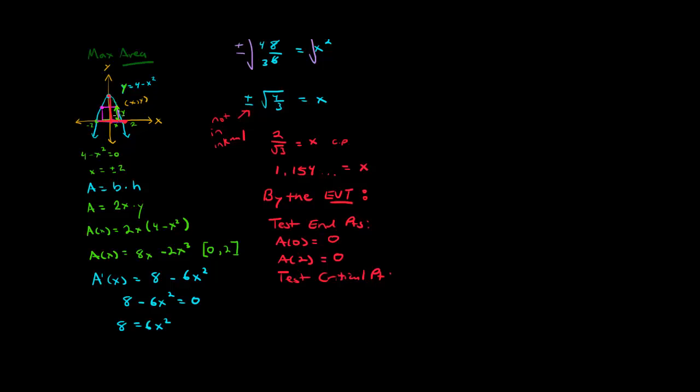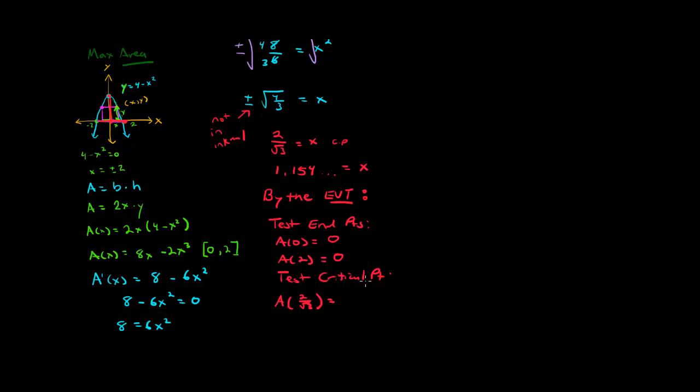So somewhere in between must be that rectangle of most area, and it turns out it's going to happen at this critical point. So if I do A of 2 over radical 3, that's going to give me the value that is the largest area. I'm going to have to go ahead and figure that out right now because I have not done that.